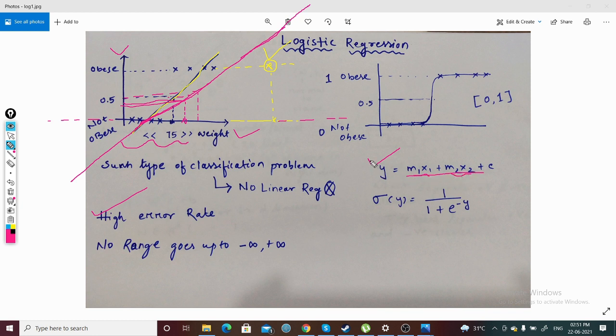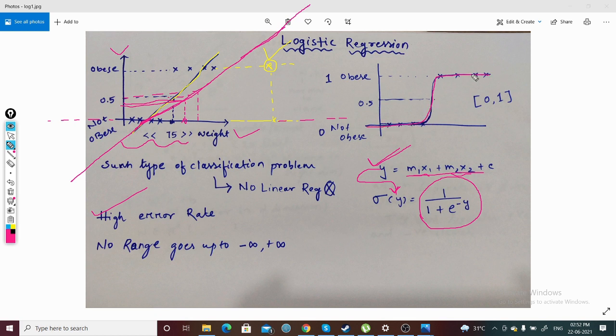Without directly plotting this, we can do one thing. Before plotting the graph using this y, we first put it into the sigmoid function. After applying sigmoid to that function, we can plot the graph. So whatever y value we have, we put it into the sigmoid function, and this sigmoid function will give you this type of graph.